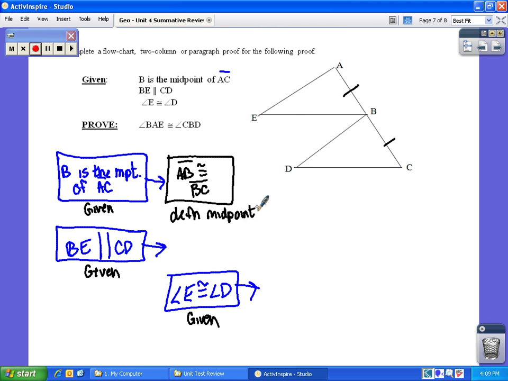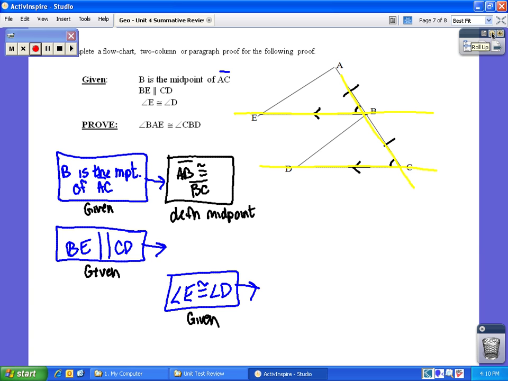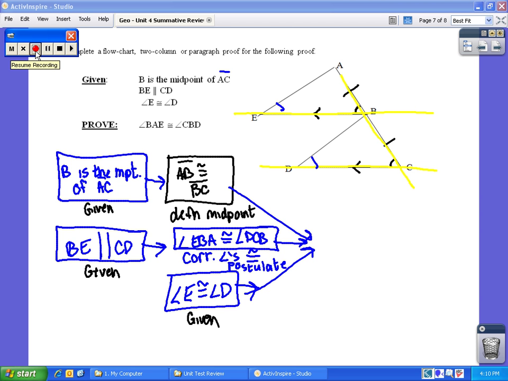Since BE is parallel to CD, I know that angle EBA is congruent to angle DCB. If you're having trouble seeing why, think of these two lines as two parallel lines cut by a transversal. You'll notice that those two angles are corresponding angles. And that's by the corresponding angles congruence postulate.